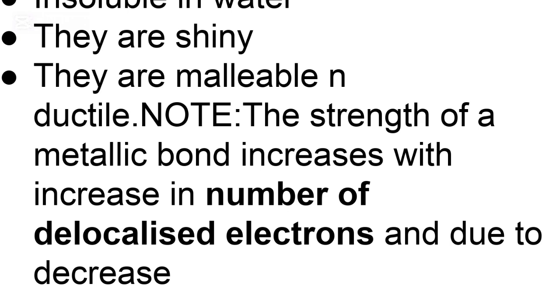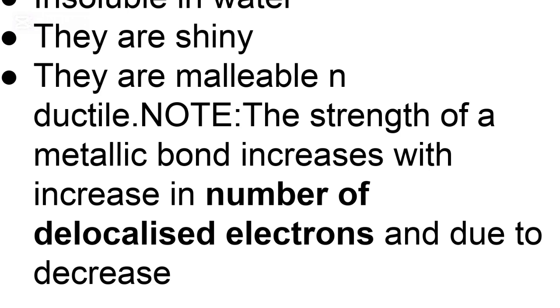They are shiny. Metals are shiny when they are polished. They are malleable and ductile. Malleability means the ability to be hammered into sheets, and ductile means the ability to be drawn into wires.